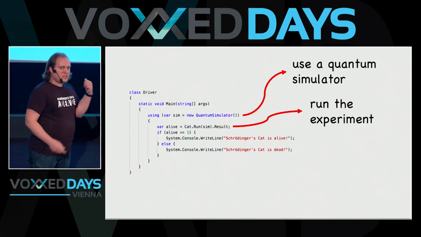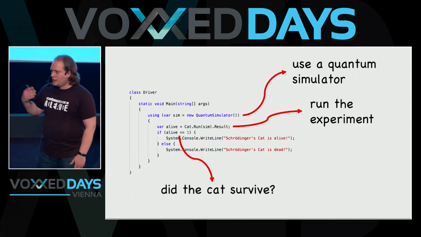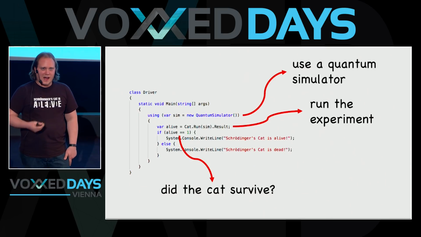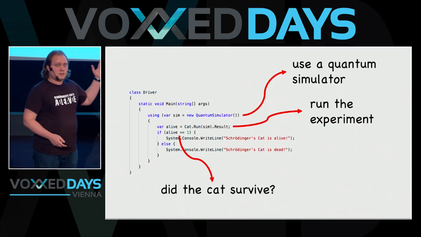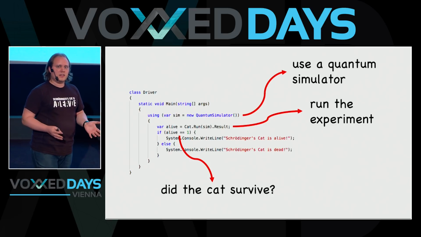Then we run our experiment. We just call our Schrodinger's cat code, and then we check the result and give outputs depending on that result. And that's it. We've written a quantum algorithm which you can run locally on your computer.